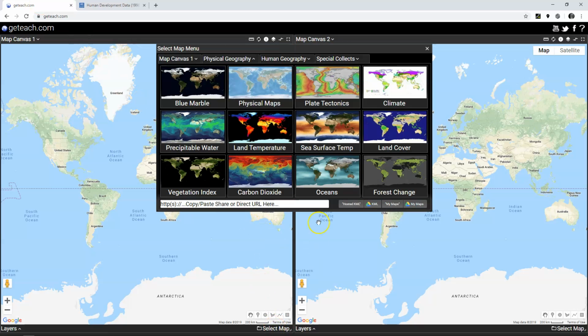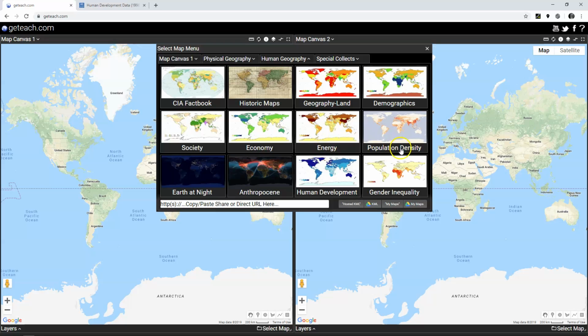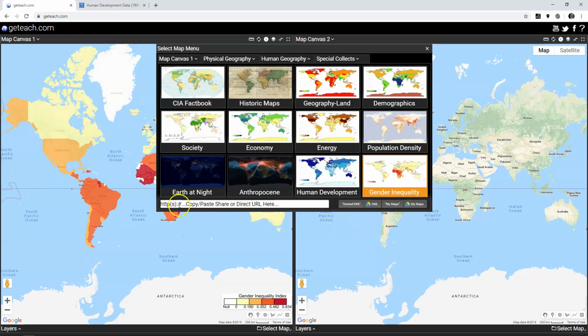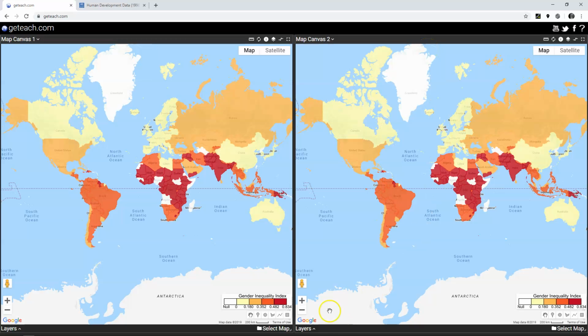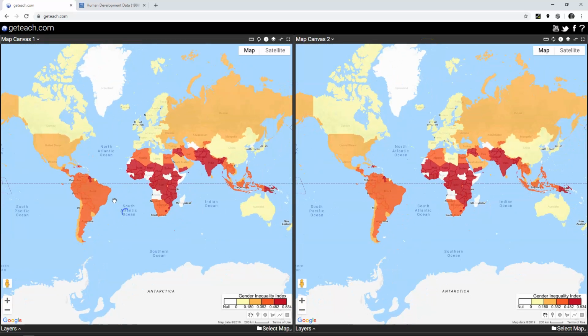If you just go to select map, go to geography, human geography, and then I just put it right there in gender equity. And then I'm going to put it on the other as well. Fix that. Alright, and so here's the gender inequality index.